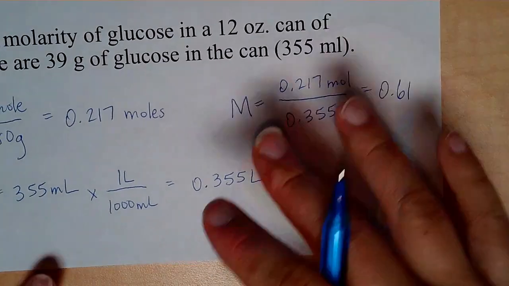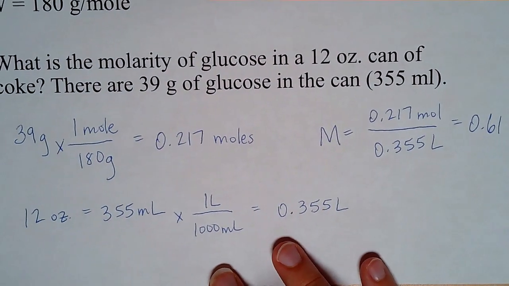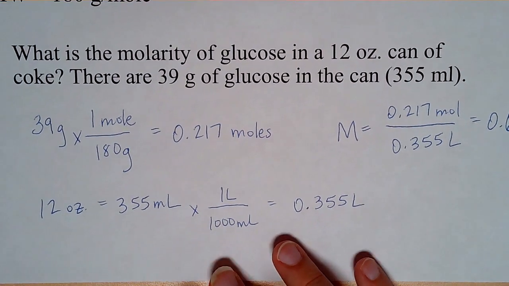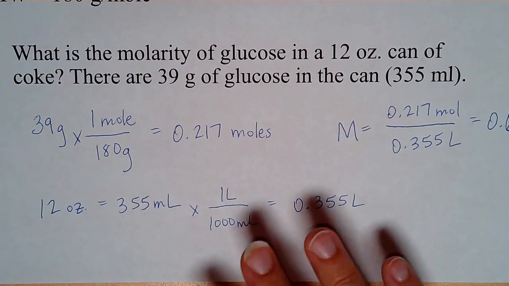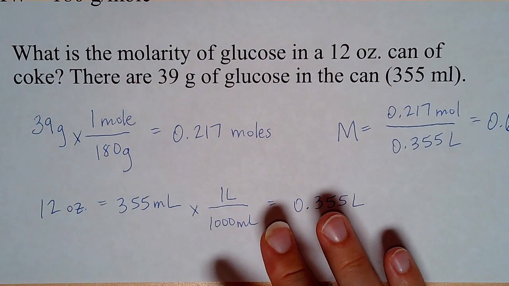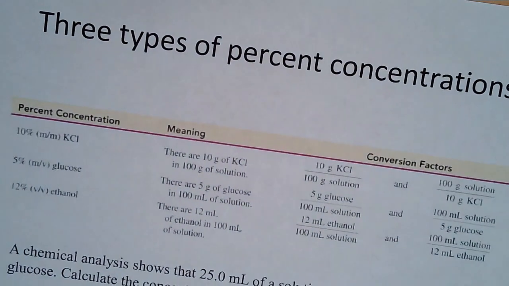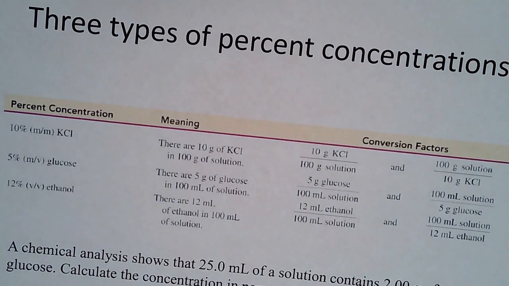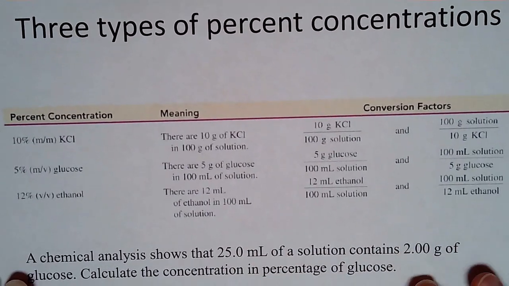Alright, so this helps us to determine the concentration of our solute and solvent. That is one type of concentration unit. The next thing we want to look at are our percent solutions. For our percent solutions, there are 3 types.